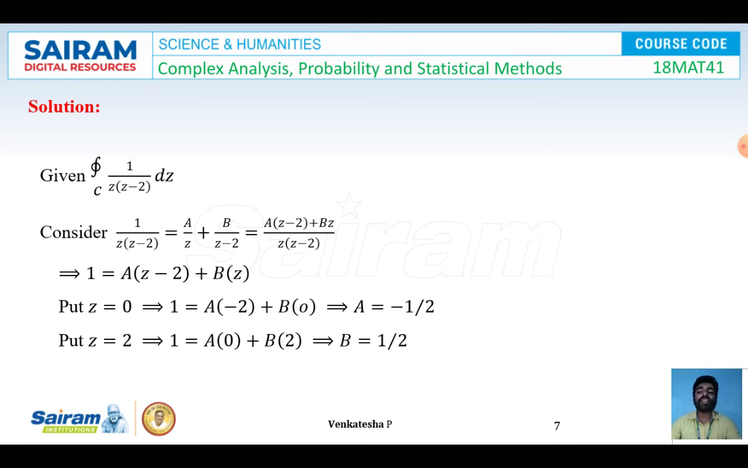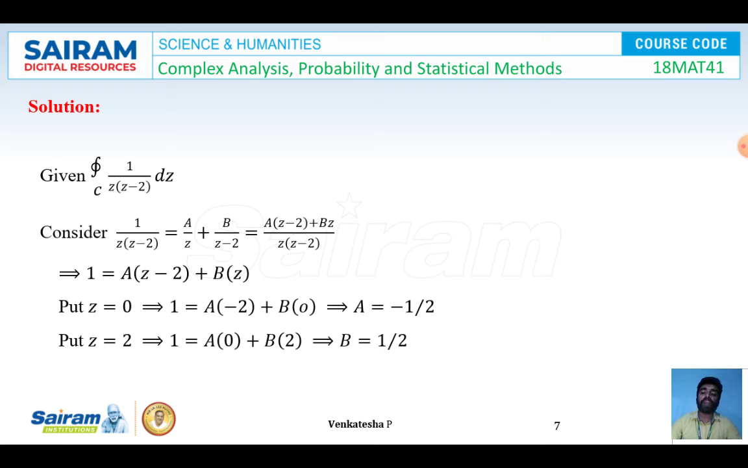Now the first thing is we have to expand 1/(z(z-2)) using the partial fraction method. Consider 1/(z(z-2)) = A/z + B/(z-2). By taking LCM, we get (A(z-2) + Bz)/(z(z-2)). We can cancel the denominator z(z-2) on both sides. So I got the equation 1 = A(z-2) + Bz.